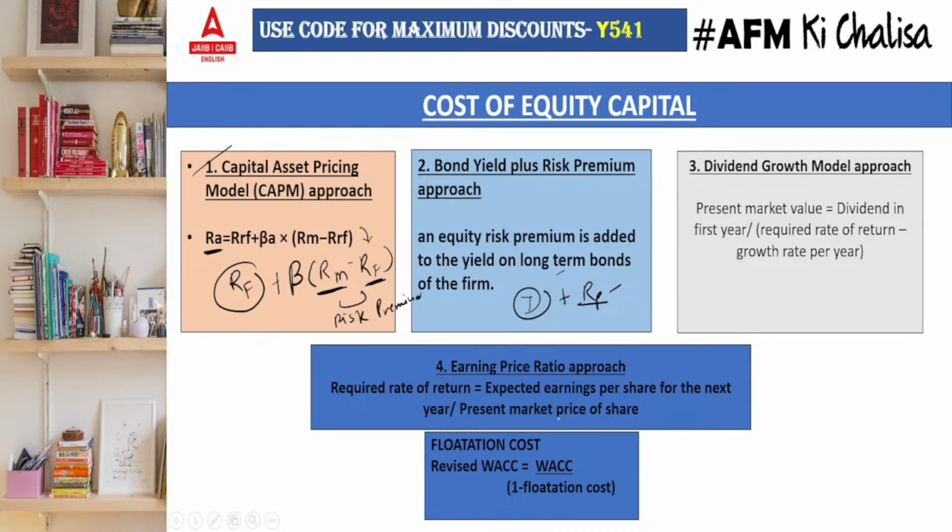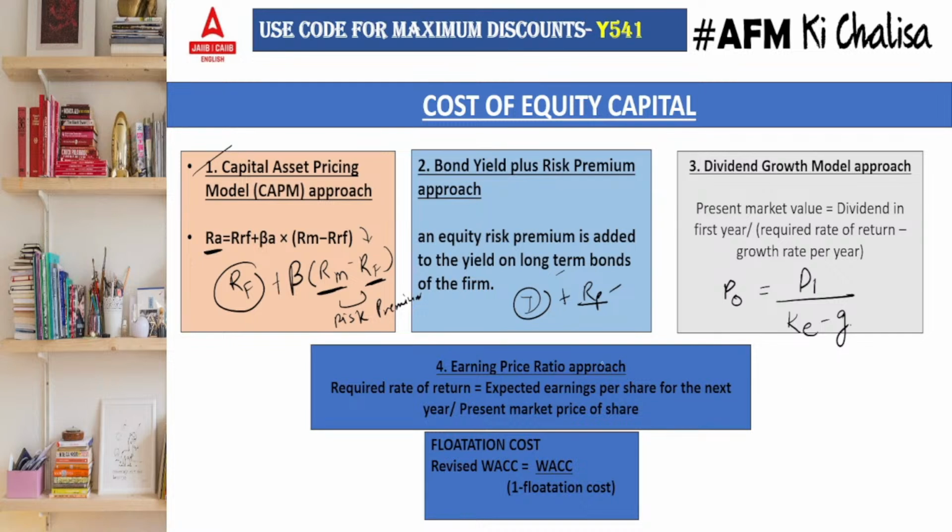Then is the dividend growth model. The dividend growth model clearly says that your market price, meaning the market price of your share, is your dividend of the future year divided by cost of equity minus the growth. This is the formula for finding out the price of these things today.